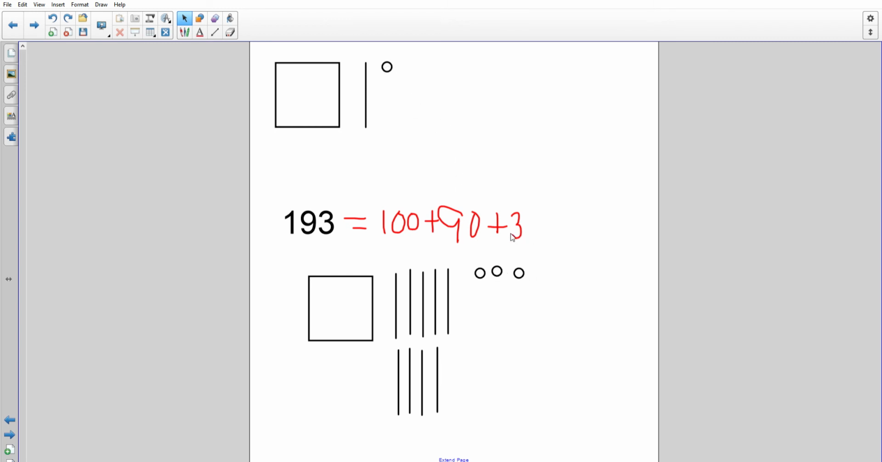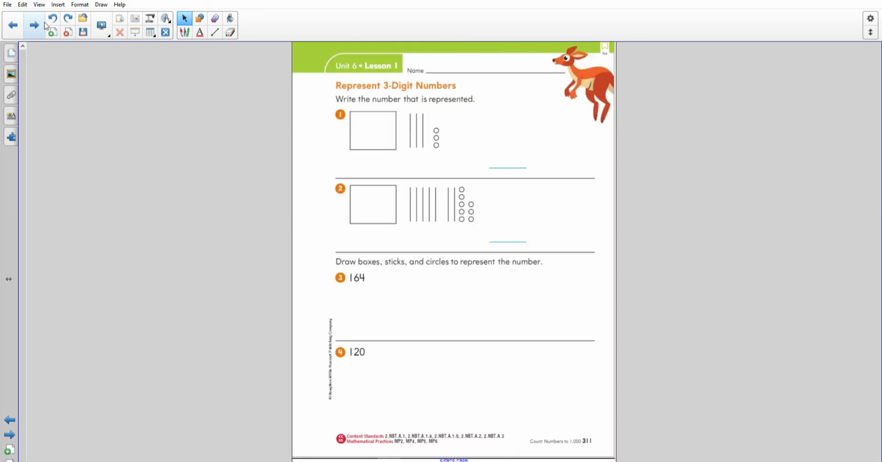Let me check to see if I represented this properly by counting it out. Let's see. 100, 110, 120, 130, 140, 150, 160, 170, 180, 190, 191, 192, 193. So as I write a number, I can think about how to represent it using a drawing. And when I see a representation, I should be able to figure out, by breaking and expanding it apart, what number it really is.